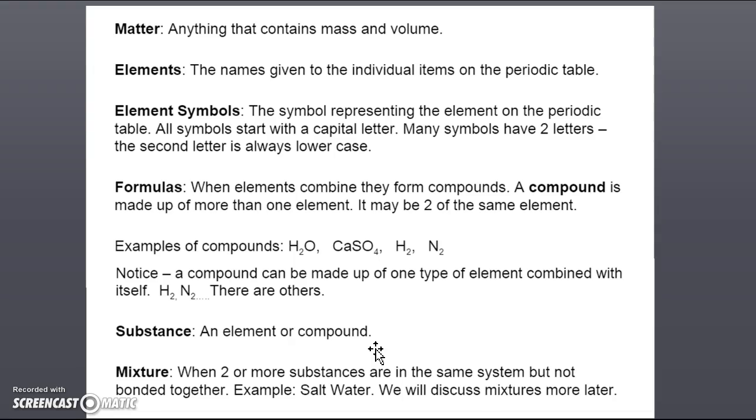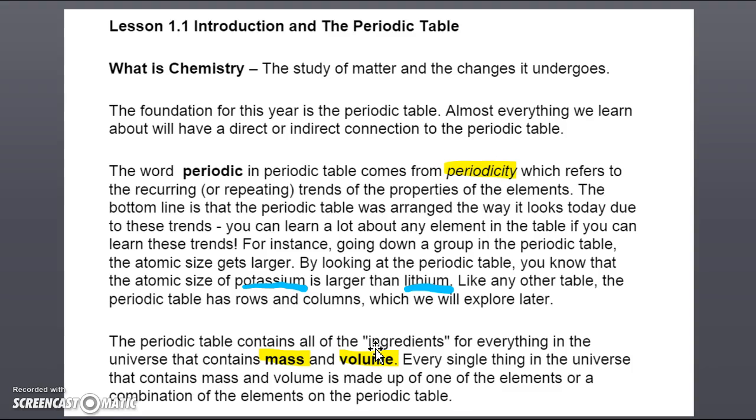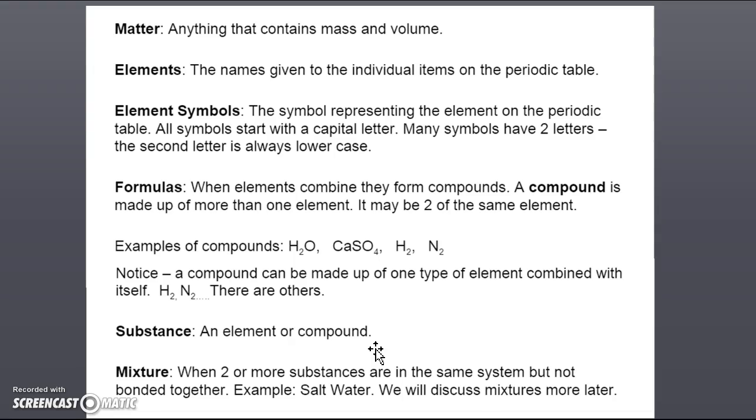So as we're referring to matter and elements, it's important that we know what they are. Matter is anything that contains mass and volume. Again, if you look back at the last part of the notes, everything has to contain mass and volume. So we know that matter, since that refers to anything in the universe, essentially has mass and volume as well. Elements are the names given to the individual items on the periodic table. So whenever we refer to anything on the periodic table, we'll be talking about the elements.